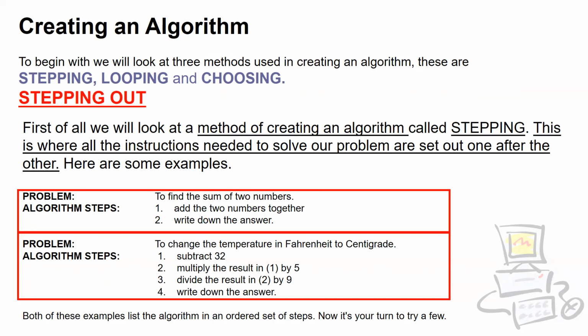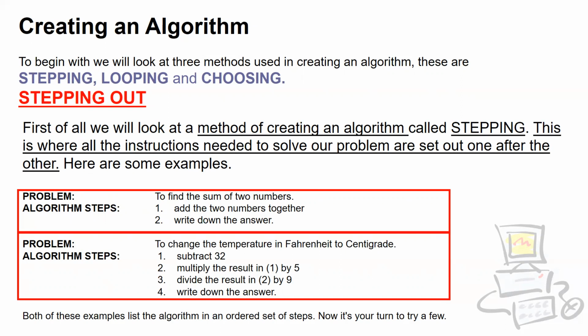decisions. Now, first of all, we will look at the method of creating an algorithm called stepping. This is where all the instructions needed to solve our problem are set out one after the other. Here are some examples. Let's assume our problem is to find the sum of 2 numbers.